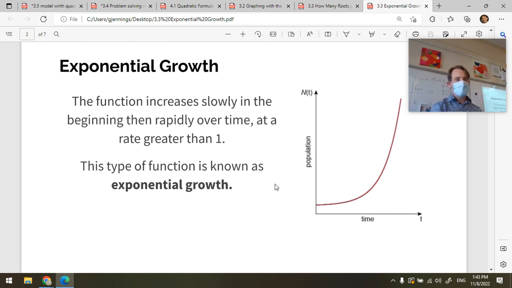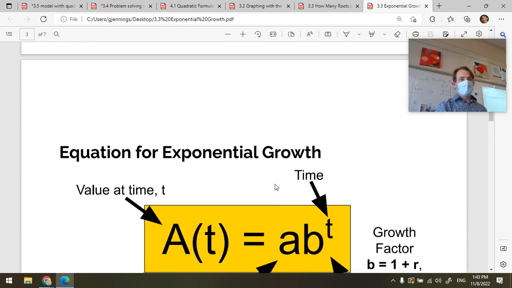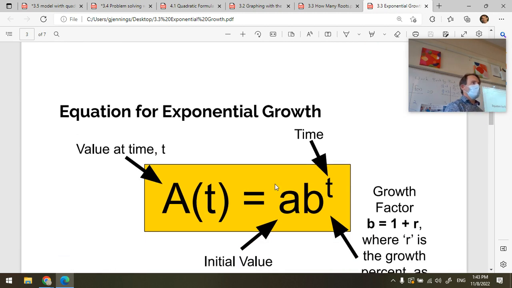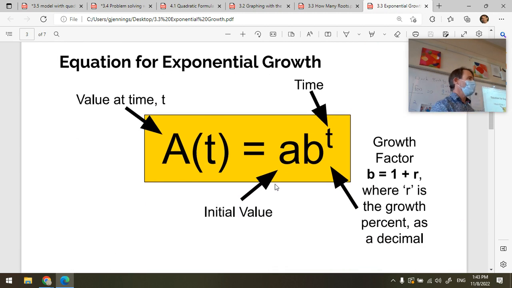Okay? So let's take a look. Let's keep going. Let's do the math and not the public service announcement. All right, so this is what our equations for exponential growth are going to look like. We're going to have the function, which is telling us the amount. This big A is like amount.